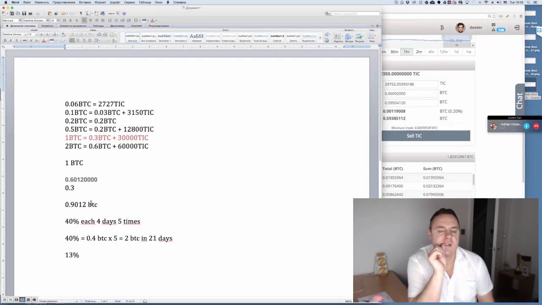13% from each of their packages purchase. So where's the profit coming from to pay the 2 Bitcoin back? Where's the profit coming from? Where's the money coming from to pay the 2 Bitcoin back in 21 days?